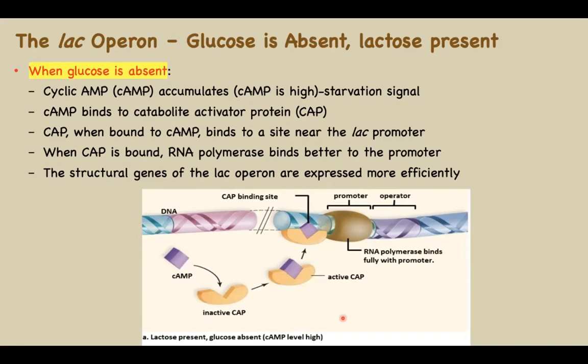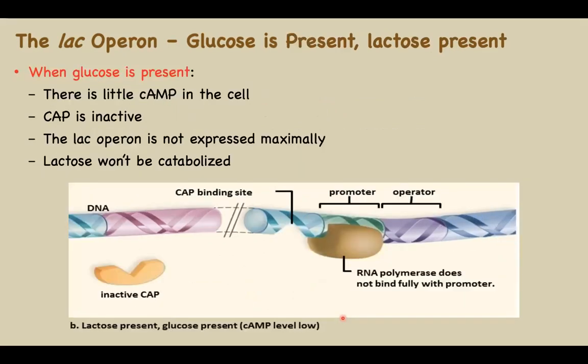So this is glucose is absent and lactose is present. So now we'll see when glucose is present. What happened? Okay, when glucose is present, there is little cAMP in the cell. There is no accumulation sebab when glucose is present, they prefer to use the glucose daripada lactose. So, bila dia prefer to use the glucose, there is little cAMP inside the cell, so the CAP will become inactive atau stays inactive. Okay, this one here.